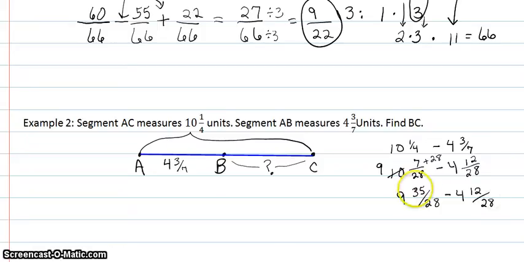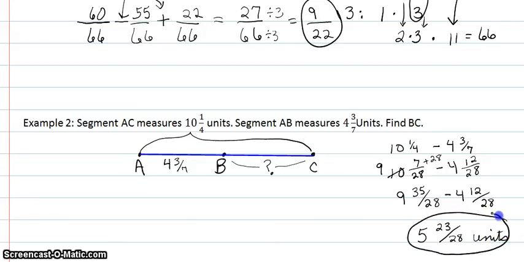So now I can actually subtract that 12 from the 35. So that'll be 23 over 28. And I'll have 9 minus 4, which is 5. And then again, you'd want to check and see if you can reduce that. And in this case, it doesn't. So we can just leave it at that and label it units. And then that would be our answer.